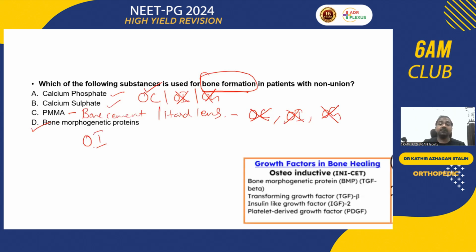In our notes, I think page number 5, if I am not wrong. This was tested in INISET: osteoinductive property, bone morphogenic protein, transforming growth factor, insulin-like growth factor, and platelet-rich plasma. These days they are used for bone healing. All these have osteoinductive property. Still, they are not osteogenic. Only an autograft has an osteogenic property.